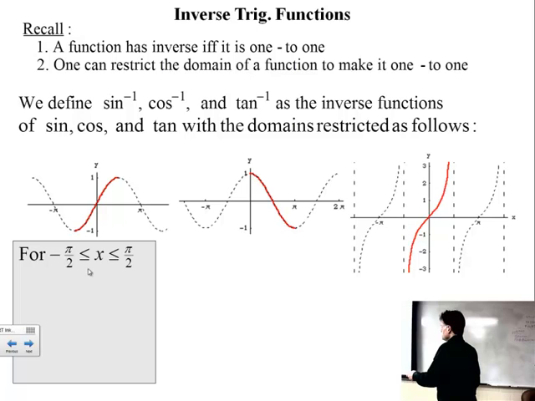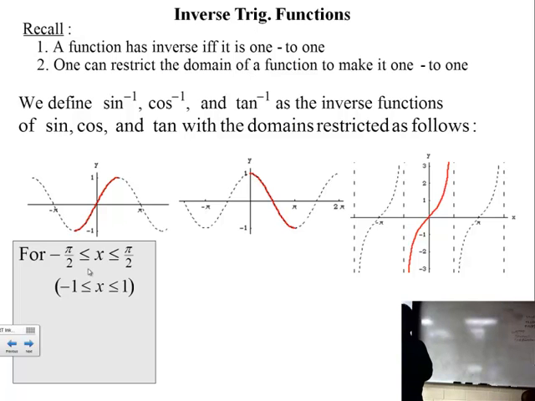If x goes between minus pi over 2 and pi over 2 for the sine function, sorry, there should be a sine x in there. Sine of x goes from -1 to 1. I don't know why I didn't notice that before.